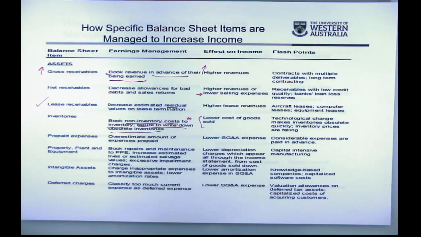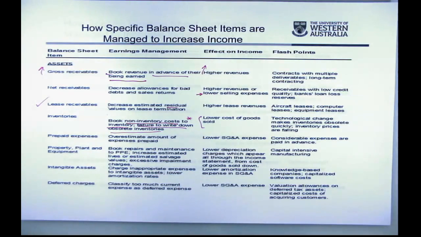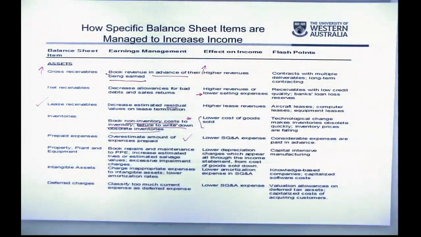So, as you can see, this is one of the manipulations. You need to be careful. Work in progress. Amazing. Prepaid expenses, by, for example, overestimating the amount of expenses prepaid. Firms sometimes do have an expense, but instead of recognizing the expense in the income statement, they add it to the prepaid expense as an asset. That is not fair.